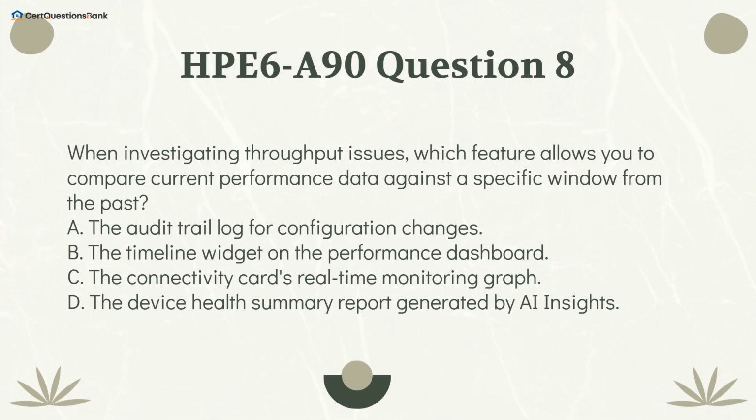When investigating throughput issues, which feature allows you to compare current performance data against a specific window from the past? A. The audit trail log for configuration changes. B. The timeline widget on the performance dashboard.